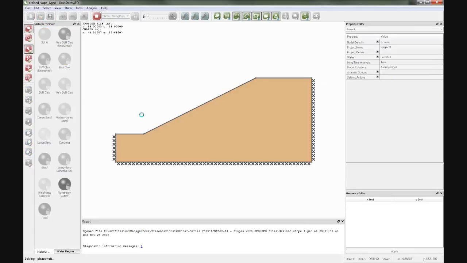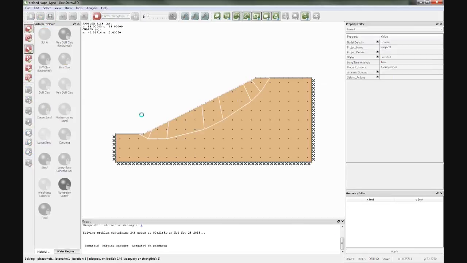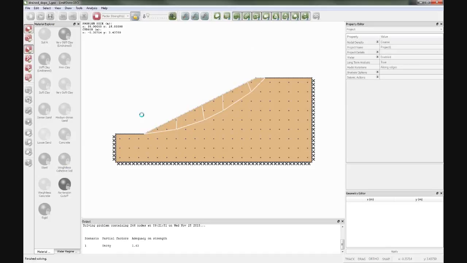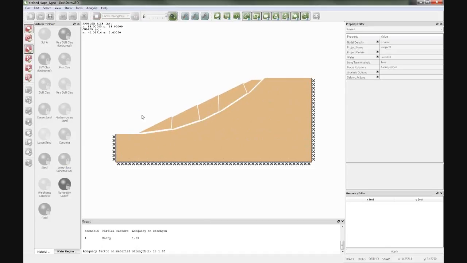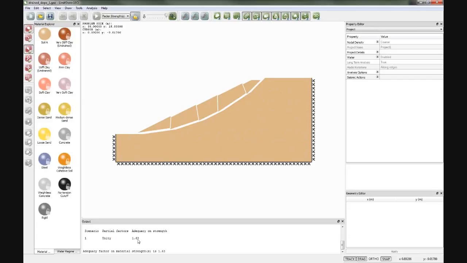If I just click solve, we'll solve that. And the solution in Whitlow's book using the method of slices, using Bishop's simplified method, came out as 1.6. And here in this software, we've got 1.63. So very comparable. Clearly, the method of slices doesn't have a formal theoretical basis, or status, I should say.